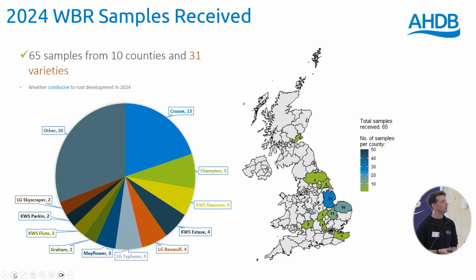So now going on to brown rust. We received 65 samples this year, which is more than we usually do, from 10 counties and 31 different varieties. And again, weather conducive for brown rust this year. We had quite an early epidemic, sort of starting in March, April, and then we had a really high amount recorded in July. The most sampled variety was Crusoe, and then followed by Champion with 5.